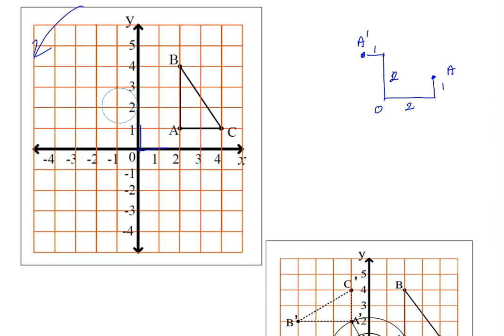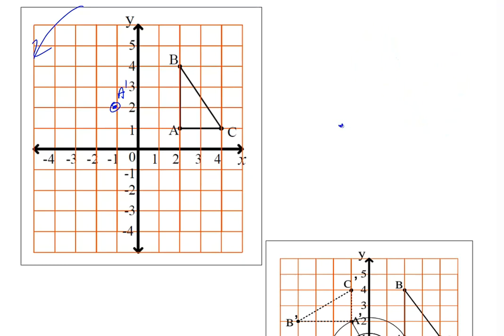All right, so 2 vertical, 1 horizontal, new position of A. Here, this is A prime. Now we're going to do a similar thing with C.